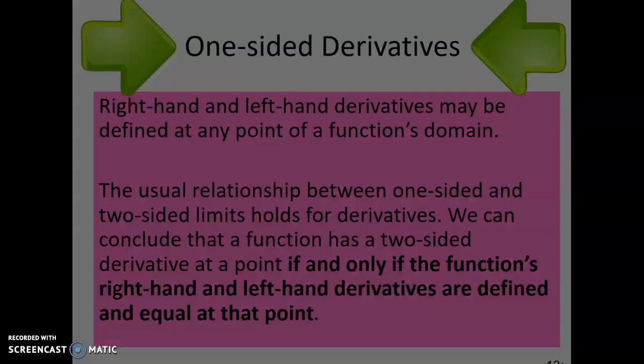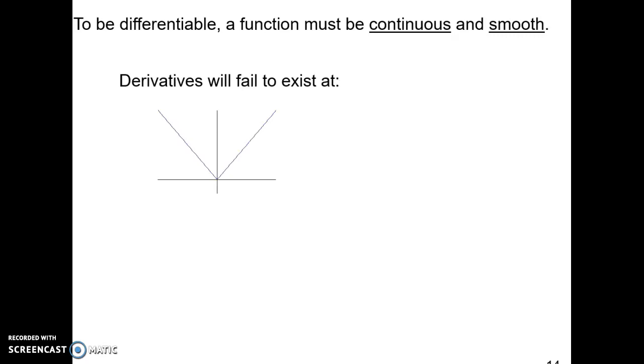As we're getting toward that particular point, what Leibniz and Newton discovered is that in order for something to be differentiable, a function must be continuous and smooth. And there are 4 places where the derivative will fail to exist. When we're looking at a curve, and if we see a sharp corner as we did on the piecewise function, we can conclude that the derivative will not exist.